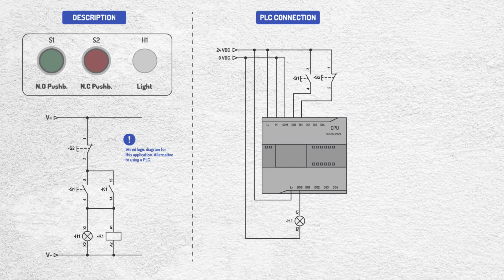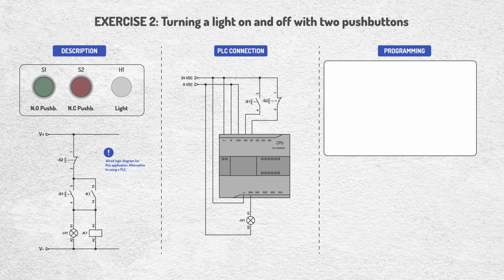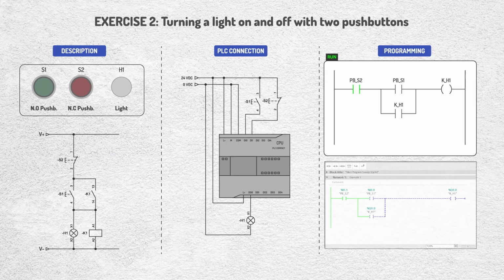If you wanted to implement exactly the same thing with a PLC, the push button signals would be connected to the digital inputs and the light to a digital output, as shown in this second electrical diagram. The only difference is that the latching will now be done through programming. In the control program, the logic is basically the same as in the wired circuit, but represented horizontally.